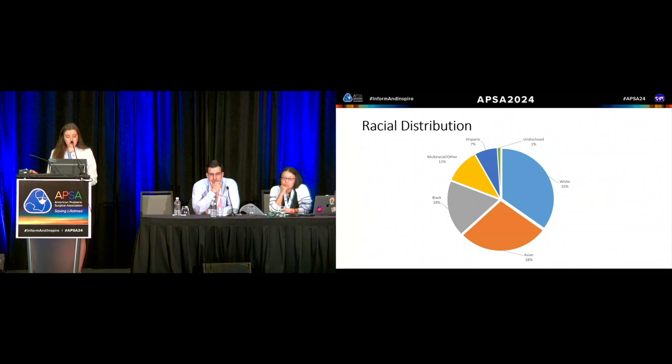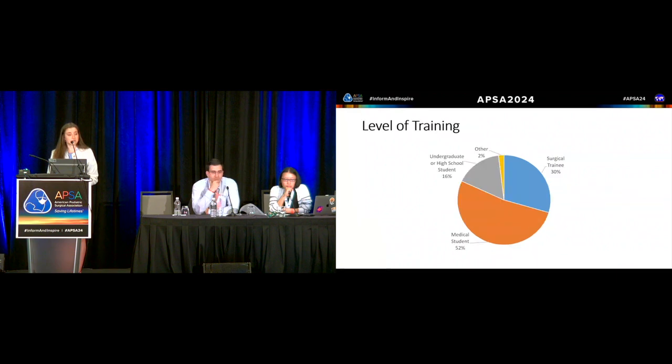The composition of survey respondents in terms of race and ethnicity was very similar to that of our overall participants, with 35% being white, 28% being Asian, 18% Black, and then a large proportion of Hispanic and multiracial others. The majority of folks in our organization are medical students, but there's a very heavy representation of surgical trainees and undergraduate and high school students as well.